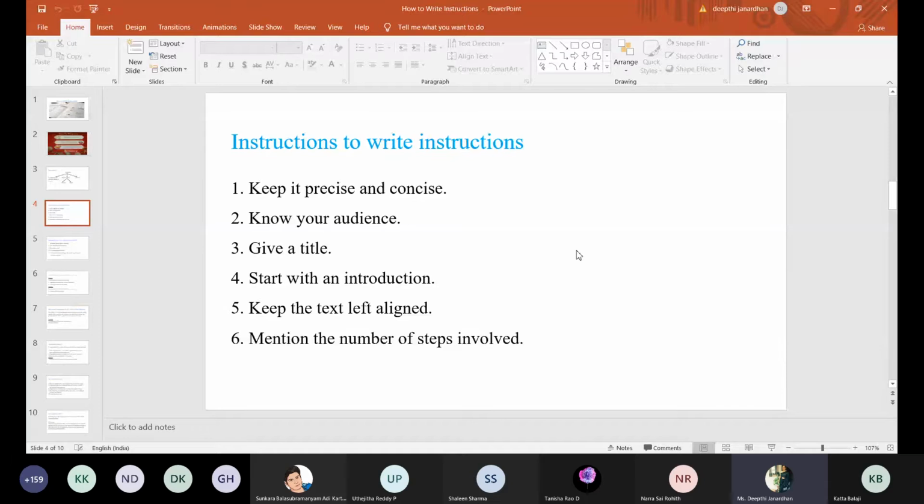Start with an introduction. We need to start with an introduction. So, a small introduction. When I say introduction, it is not a big paragraph. It's a small introduction about what your instruction is.